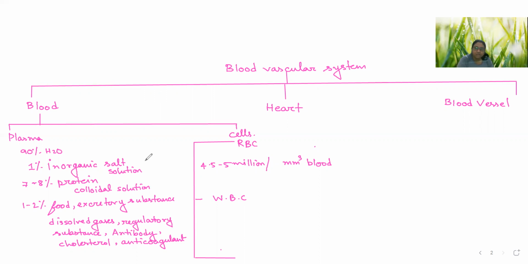WBCs are actually not white in color; they are colorless, and if we keep them in contrast with the RBC, that's why we call them white blood cells. But they are not white; white color means no color. Understood? Is it clear? Yes, beta.